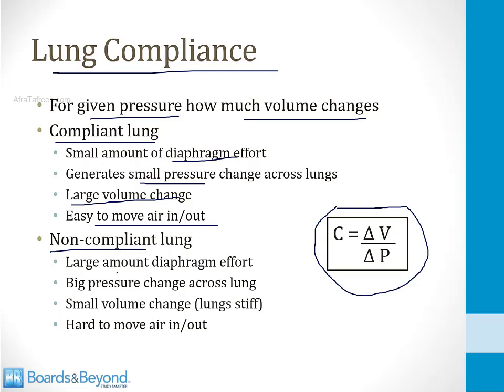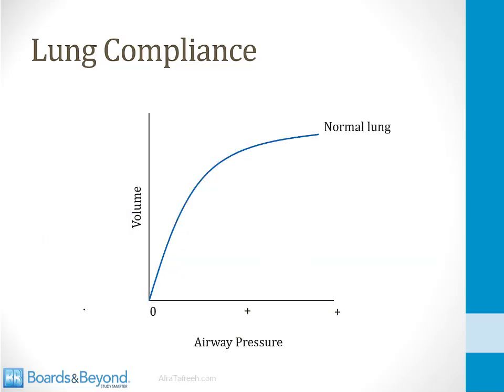You need to apply a large amount of effort from the diaphragm and a big pressure change just to get a small volume change because the lungs are stiff. And in non-compliant lungs, it's hard to move air in and out. And there are many disease processes where the compliance in the lungs changes, either where they become more compliant or less compliant. And this is related to the relationship between volume and pressure that we've been talking about on the last few slides. So let's talk about how changes in lung compliance change the shape of the pressure-volume relationship of the lung.